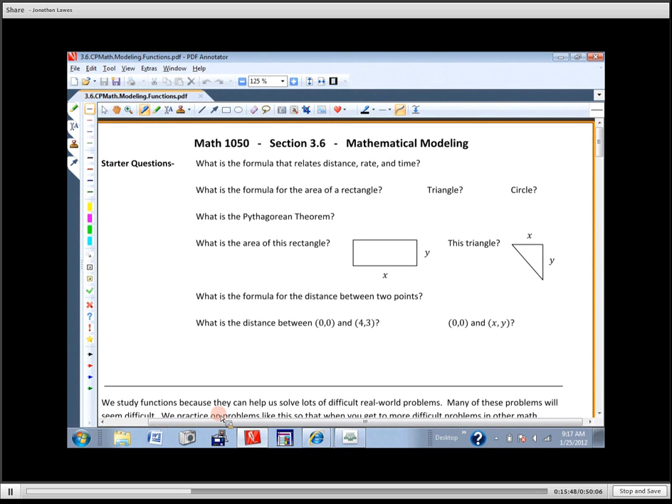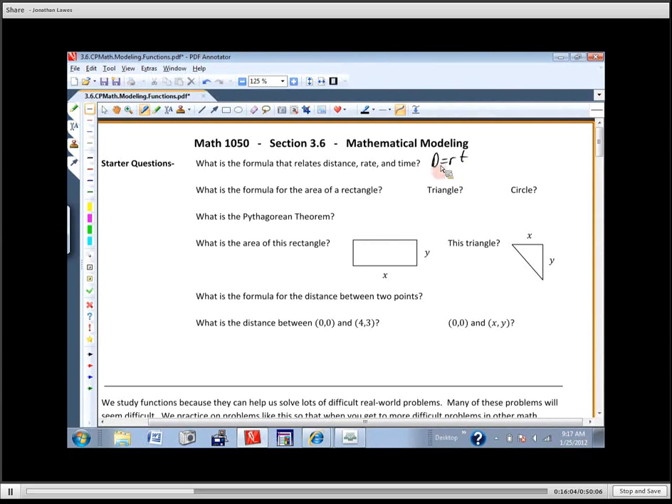What is the formula that relates distance, rate, and time? D equals RT. So the distance equals the rate times the time. So if I'm going 50 miles per hour for 2 hours, you know for a fact I traveled 100 miles. Okay, just a simple multiplication problem.